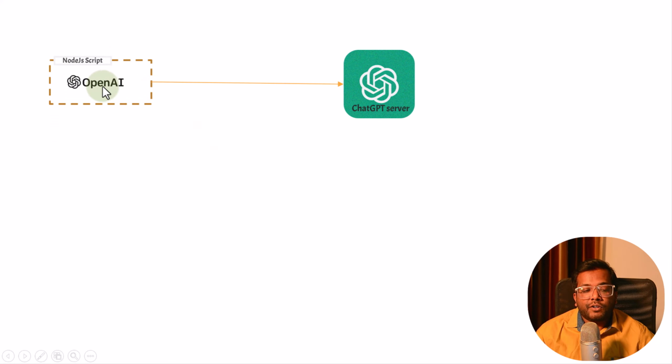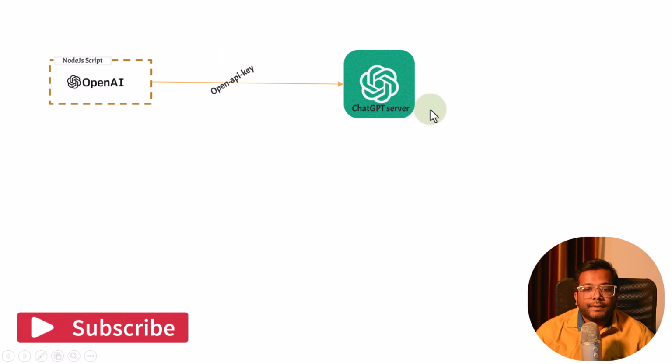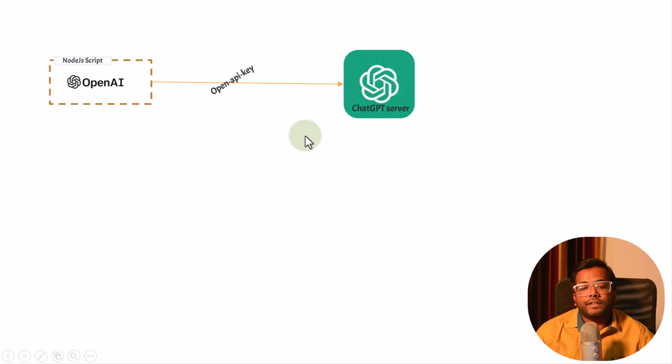and for that we'll need an OpenAI API key. This ChatGPT server can be accessed by any developer using their APIs, and we need an API key, which is used to connect your applications and the ChatGPT server. The first thing we need to do is create the API key in the OpenAI platform. For that we need to open the website platform.openai.com.